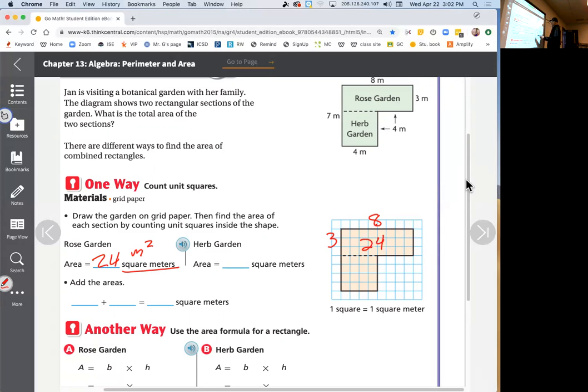Now the herb garden, we have 7. This is not 7 right here. If you look up here, 7 starts from the very top and it goes to the very bottom. You have to be very careful with this. It's not saying that the herb garden is 7 feet tall or 7 meters long, wide, whatever it is.